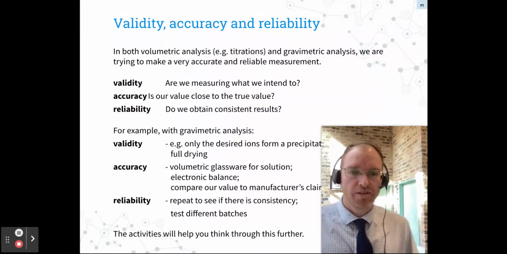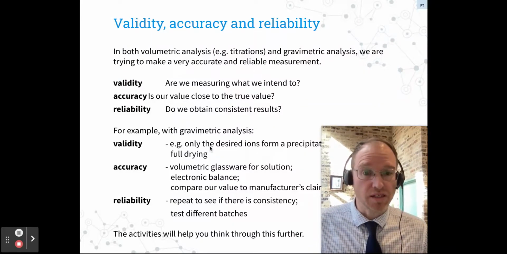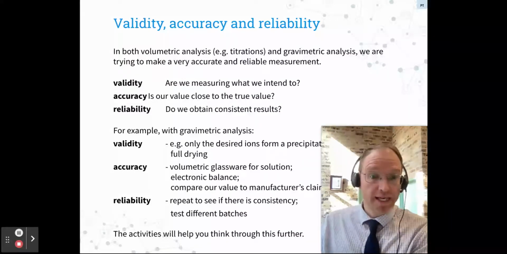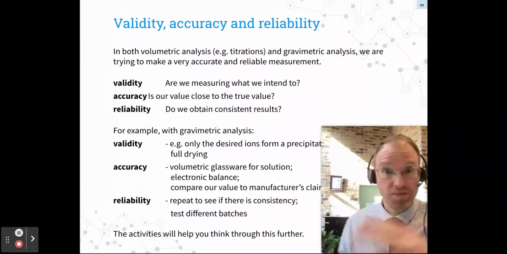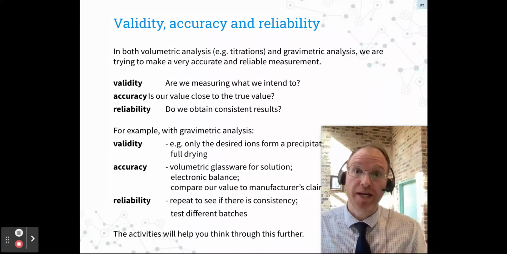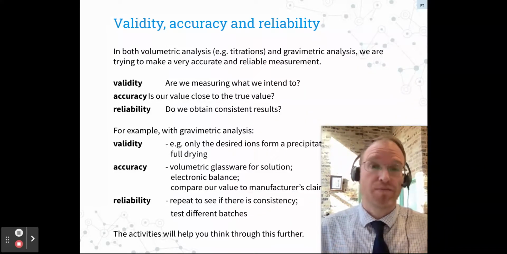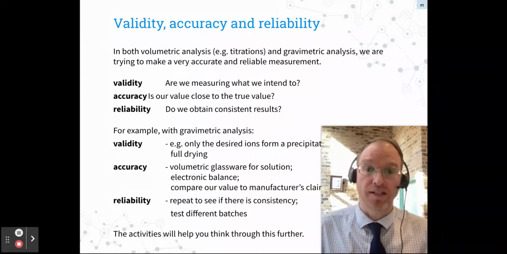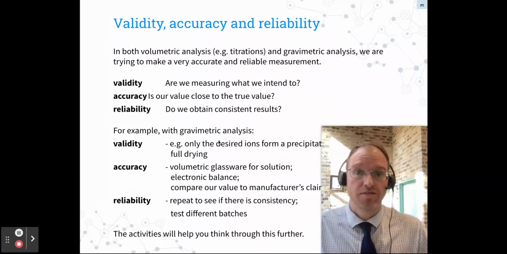So what would that look like for gravimetric analysis? Validity, one of the key things is, if we're using precipitation, are we only getting the ions that we want when we form the precipitate? If other precipitates are forming, then it's not really going to be valid. And then are we drying it properly? Because if we don't and there's still water there, we're going to have the mass of the water affecting things, and that won't be valid. It affects accuracy, but so much that it's invalid.